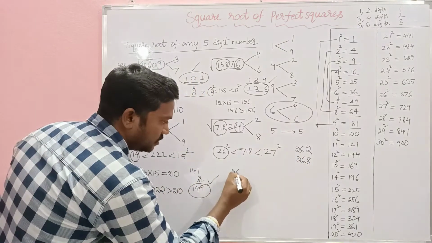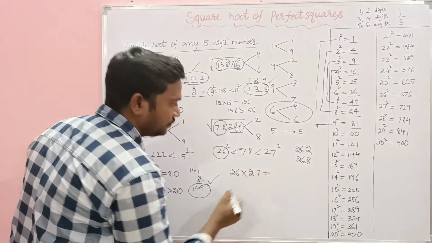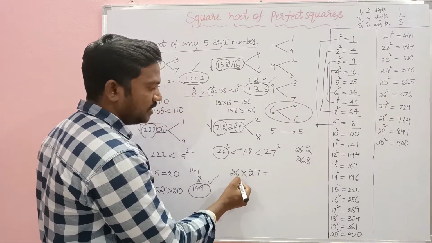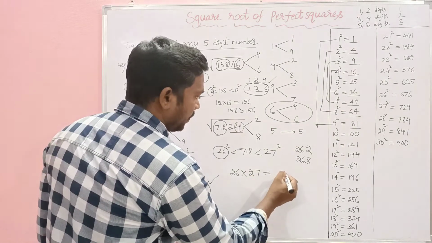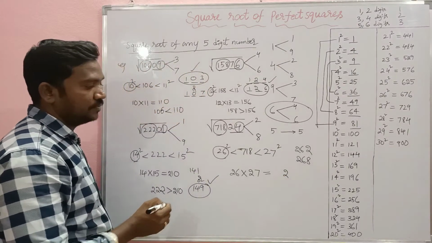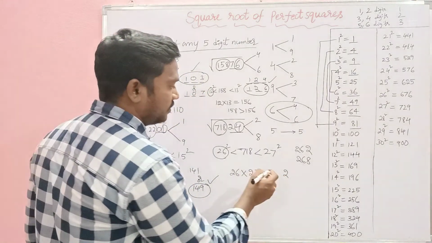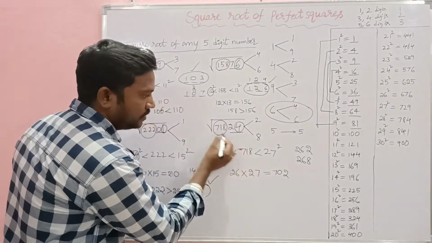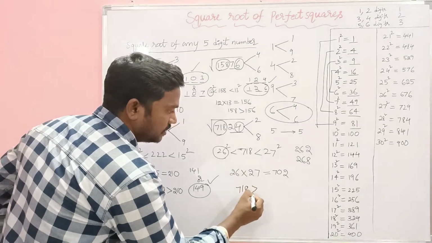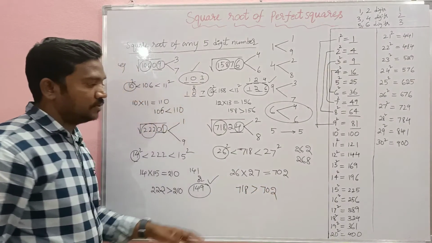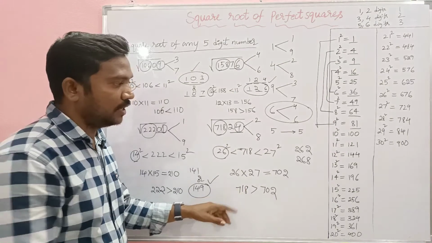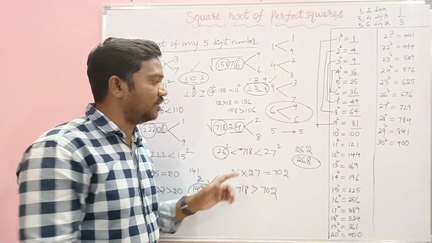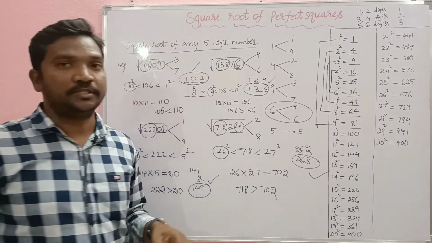Now multiply 26 by its consecutive number 27. We get 27 6s are 162. 27 2s are 54, plus 16 is 70, so 702. Now compare these two. 718 is greater than 702. So here we have to take the larger number as the answer. So the square root of 71,824 is nothing but 268.